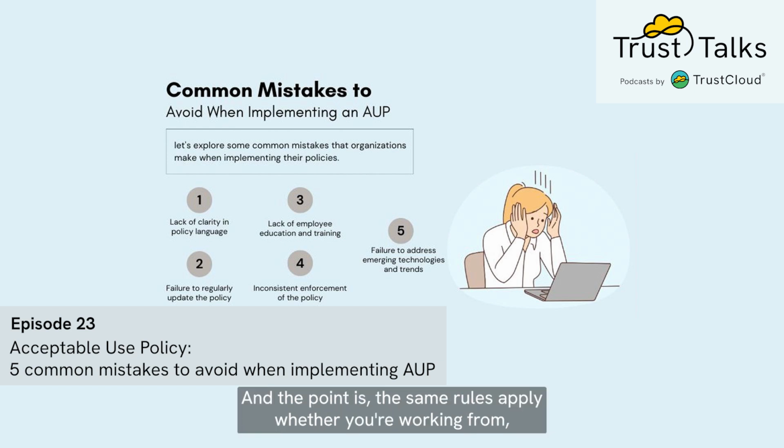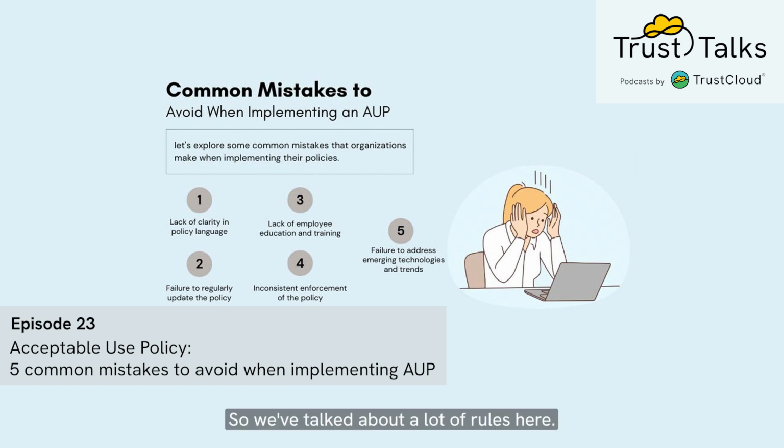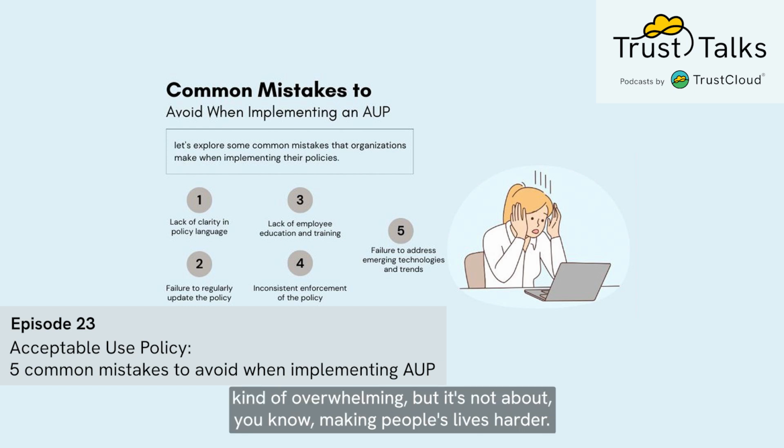Okay, yeah. A VPN creates a secure tunnel for all that information to travel through, right? Yeah, exactly. And the point is the same rules apply, whether you're working from a cubicle in the office, a coffee shop, or a beach in Bali. Right. So we've talked about a lot of rules here, and I know it might sound kind of overwhelming, but it's not about making people's lives harder. Right? No, not at all. It's about creating a culture of awareness, responsibility, right?